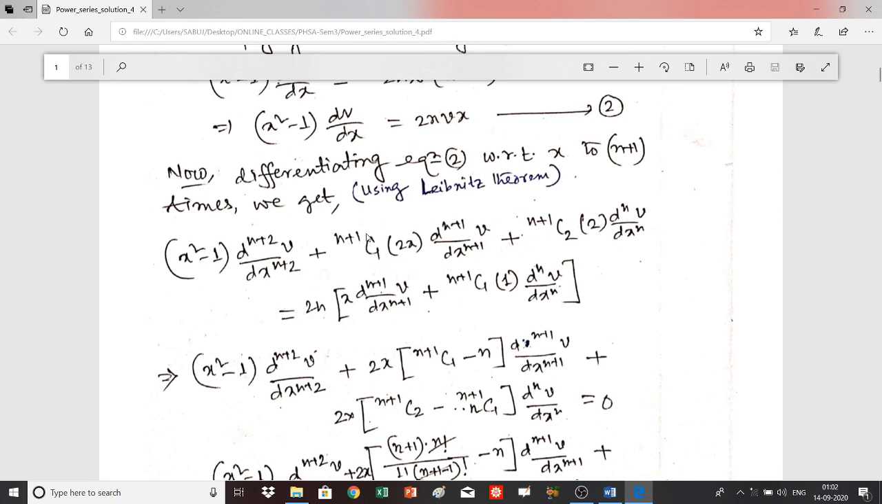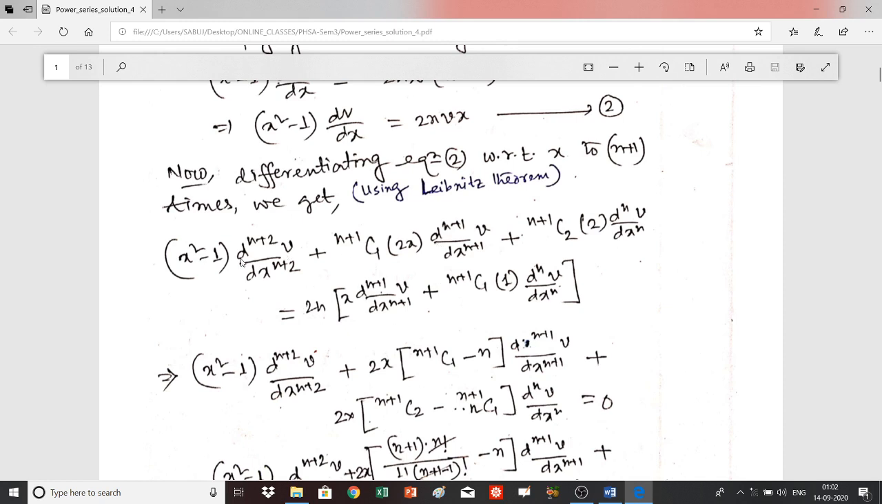So the second term will come as (n+1)C2, then differentiate this twice. That means it will be 2, only 2, and then the differentiation of v, that v will be one order less than this term. That means d^n/dx^n of v. So I hope that this is understandable to you, and this will go on until a constant comes from this term. So here 2 is a constant, this term arises here, so we will stop the differentiation here.